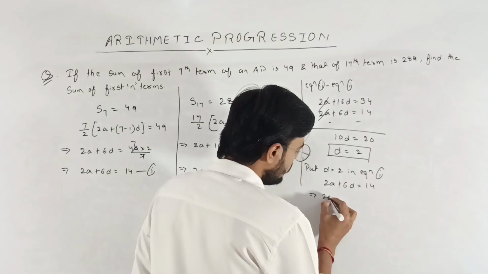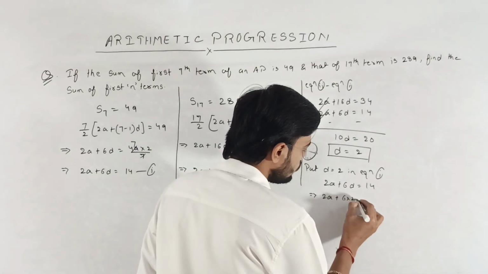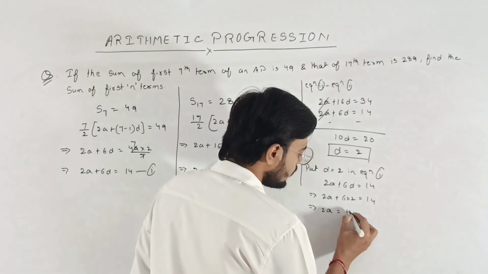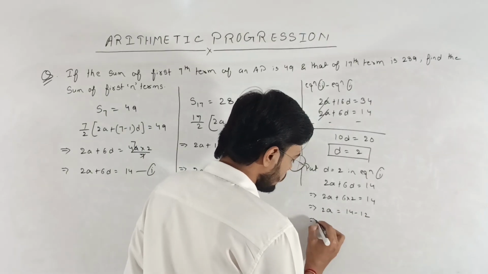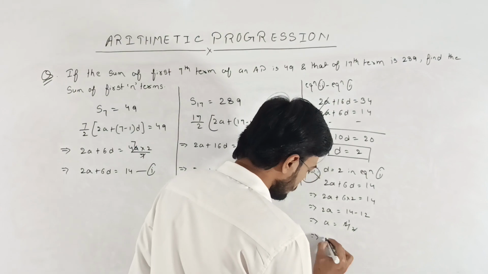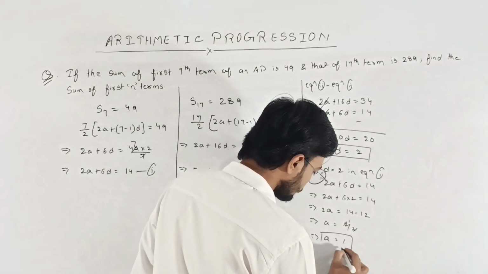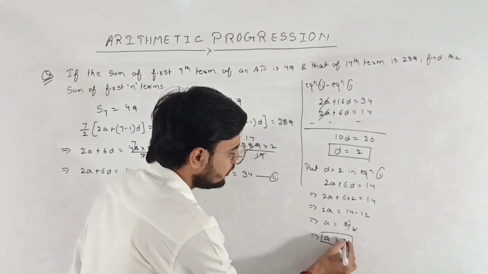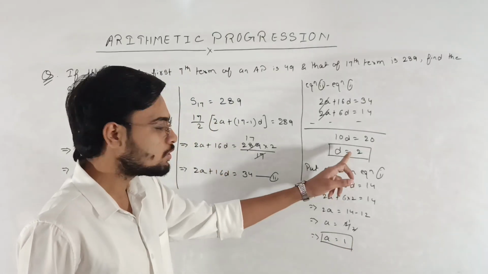So from here 2a plus 6 into 2 is equal to 14. So from here 2a is equal to 14 minus 12. So from here a is what? 2 upon 2, which is 1. So a is 1. Okay, now I have both a and d. A is 1, d is 2.